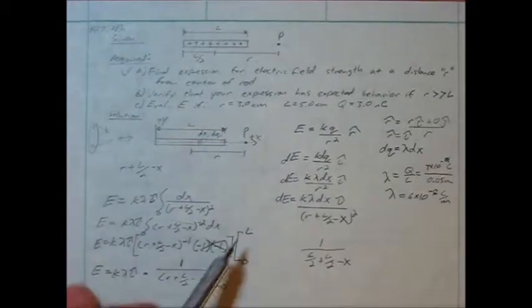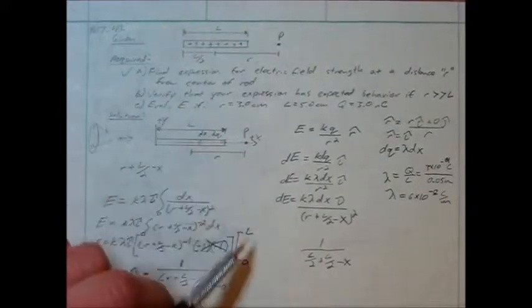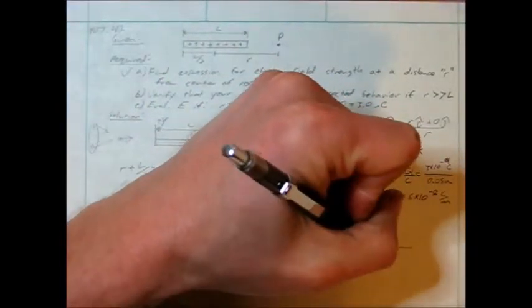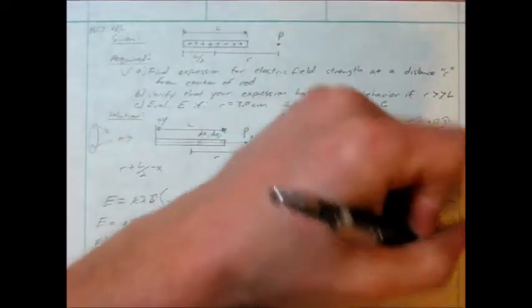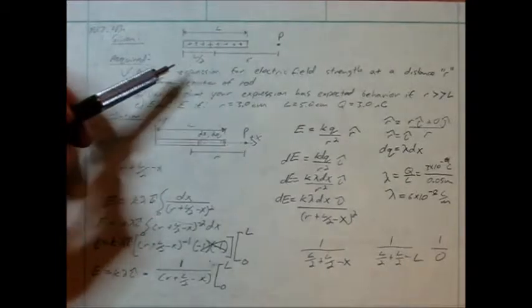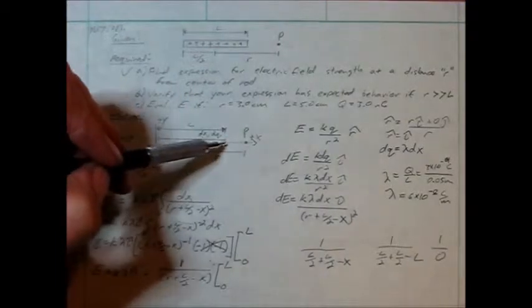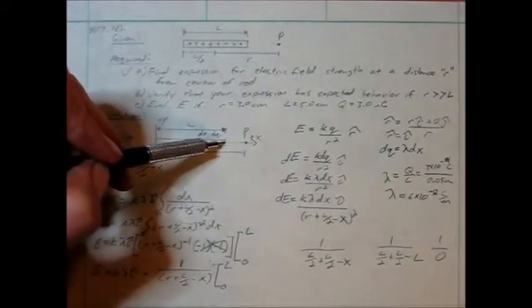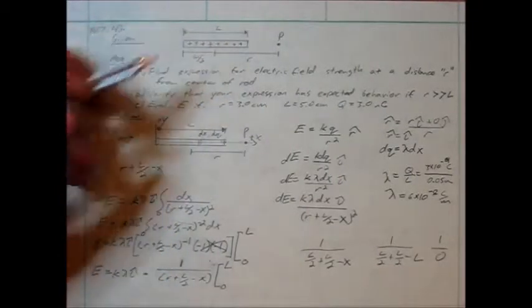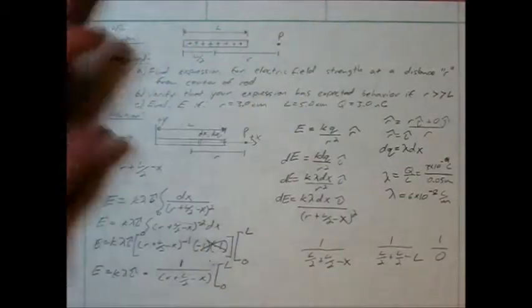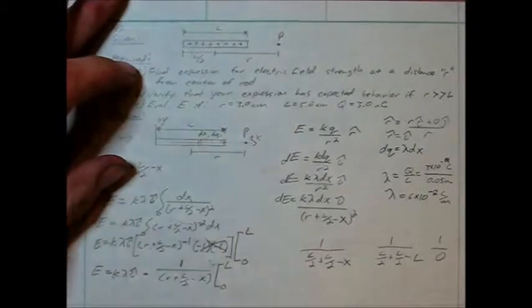In evaluating this expression, we're going to have our maximum value of x be L. So what happens when you have L over 2 plus L over 2 minus L? You end up with 1 over 0. Psh, the world explodes. Okay. That would mean that if this superposition was in the same space as the particle on the end of our rod, the electric field strength would go to infinity. Alright, so that behavior makes sense.